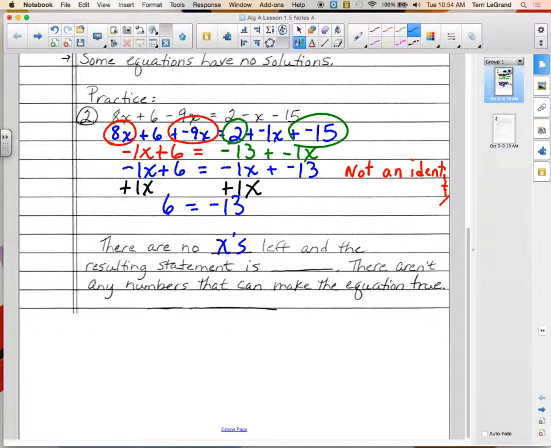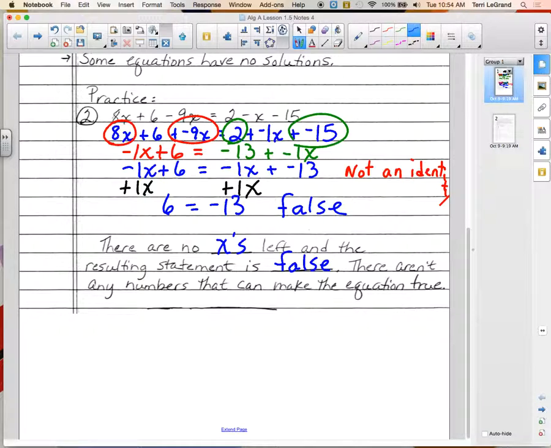So in other words, is 6 the same as negative 13? No. So that statement is what? That's a false statement. There is a problem here. Yeah, this is false. 6 and negative 13 don't hang out at the same place on the number line. No way. 6 equal to negative 13 is a false statement. So we're going to say the resulting statement is false.